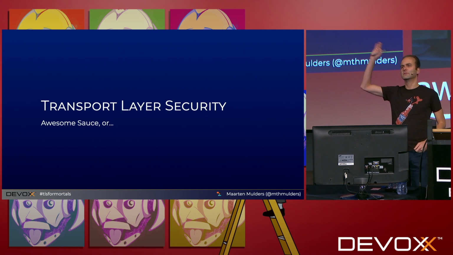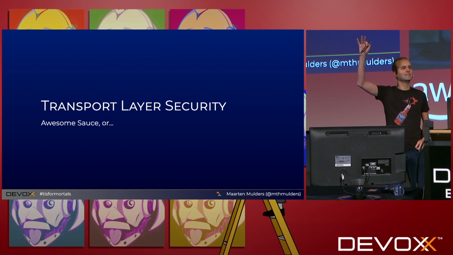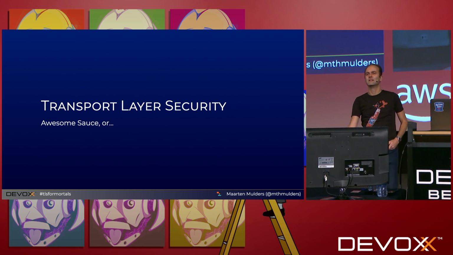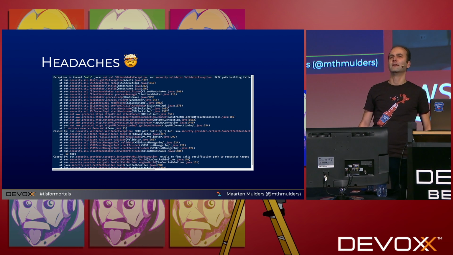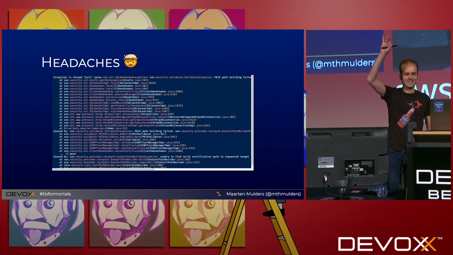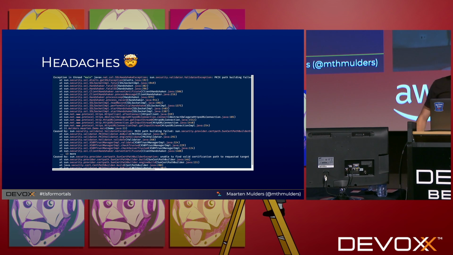Who thinks this is awesome? That's not so many hands, a few hesitant ones. Who thinks this is headache material? A lot more hands, actually. Excellent. This is very good. Exactly what I was hoping for, basically.